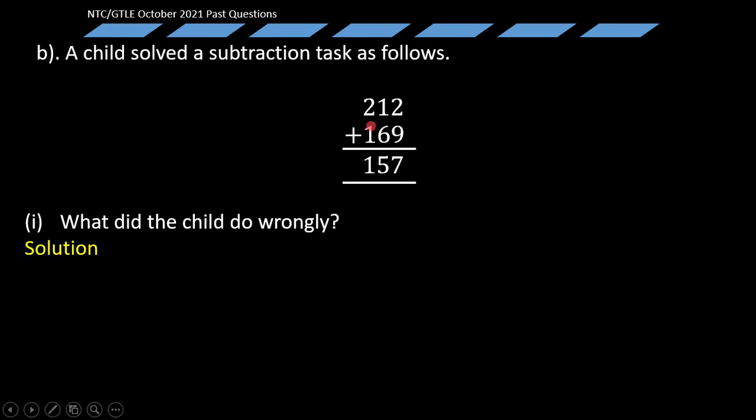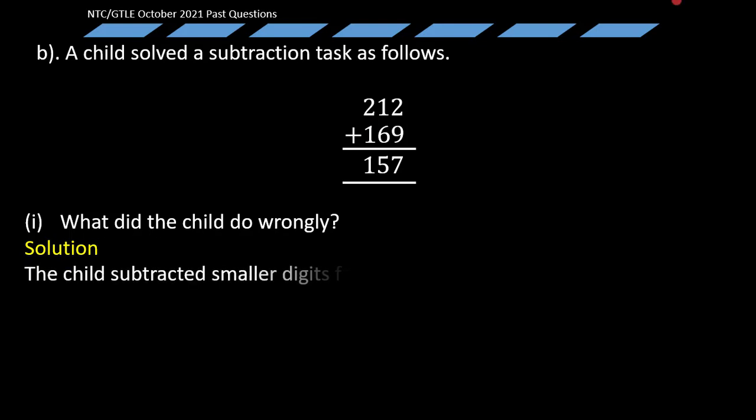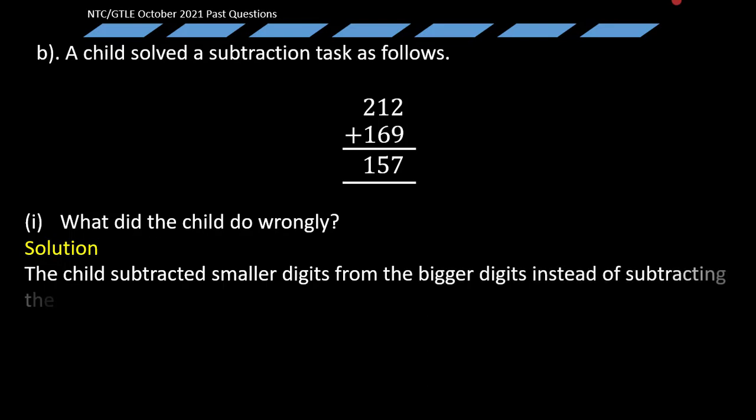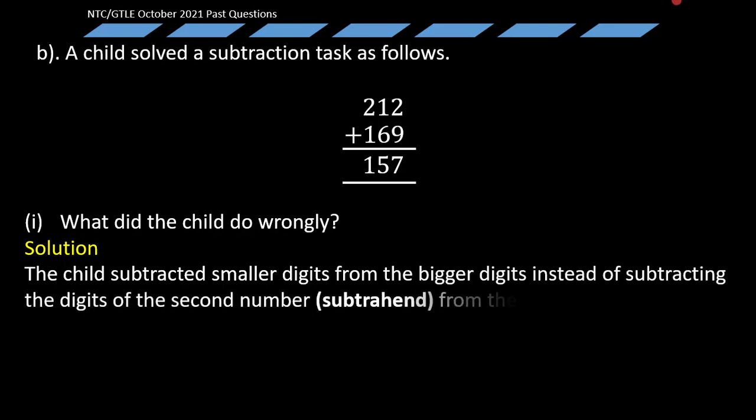Okay? So, in writing, what did the child do wrong? You realize that the child subtracted smaller digits from the bigger digits instead of subtracting the digits of the second number, that's the subtrahend, from the first number, which is the minuend. Okay, so the child was not following the order of subtraction, simply put.